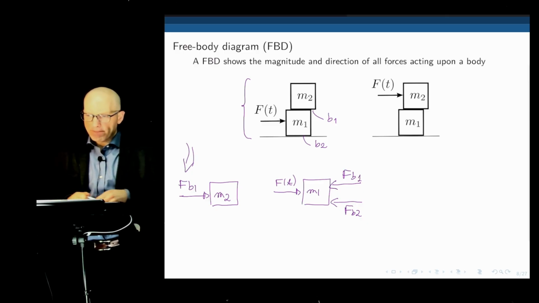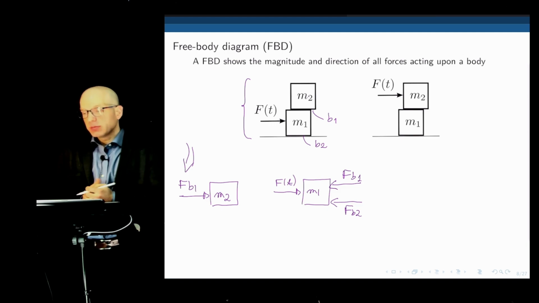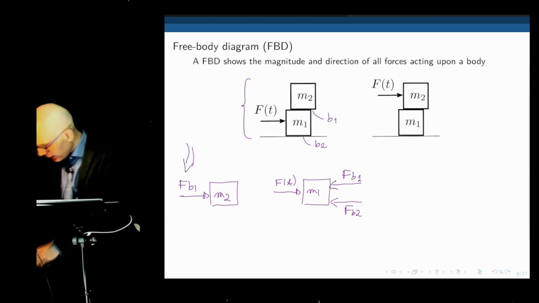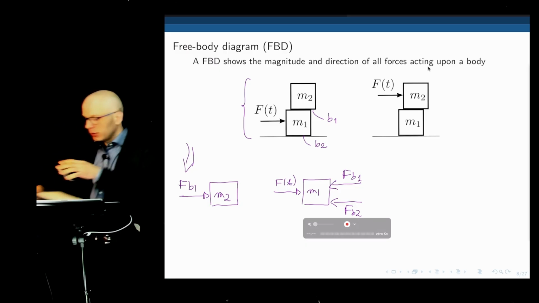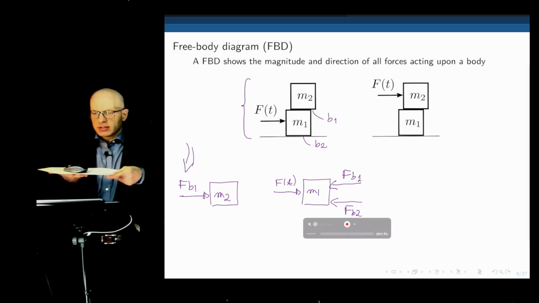Yeah. So for FB1 on M2, wouldn't that be static friction? I'm just curious, why is it considered viscous instead of static? Because you cannot model static friction. We cannot model static friction because it's not linear. And in the example I gave here, this is more like static friction.